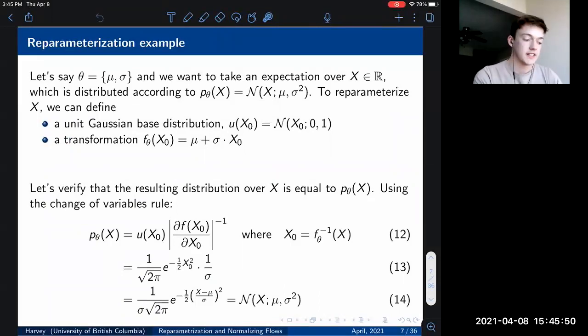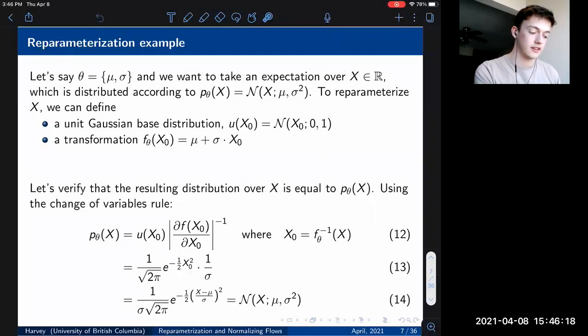Okay, so this is an example of us doing reparameterization. Let's say we have a Gaussian with mean mu and standard deviation sigma, and we want to take an expectation over it, and we want to do the reparameterization trick. There's not necessarily just a single way we can do reparameterization, but we're going to do it in the most commonly done way for a Gaussian.